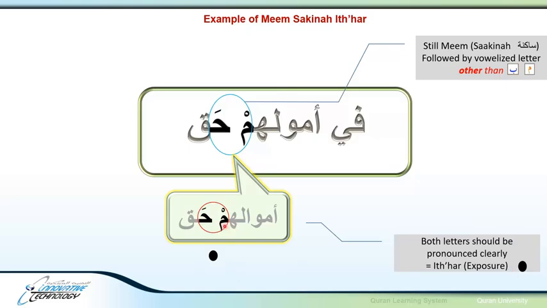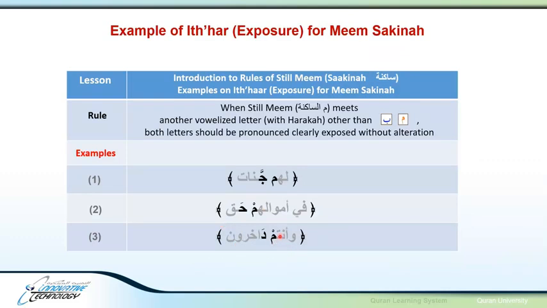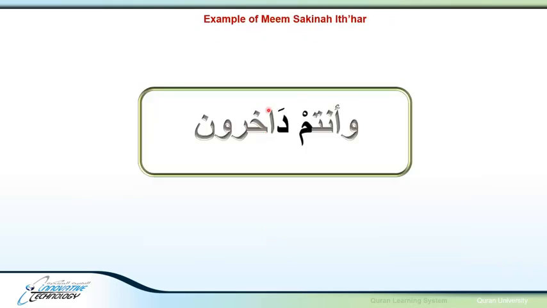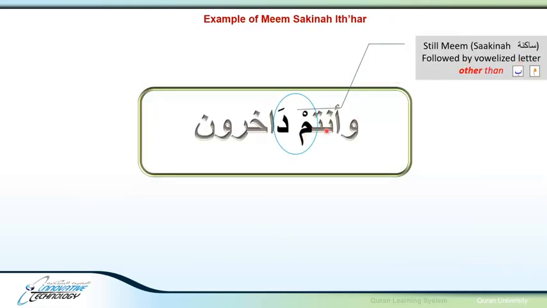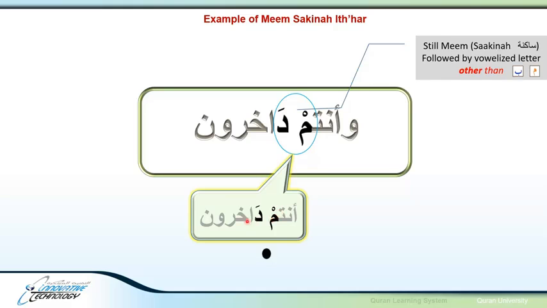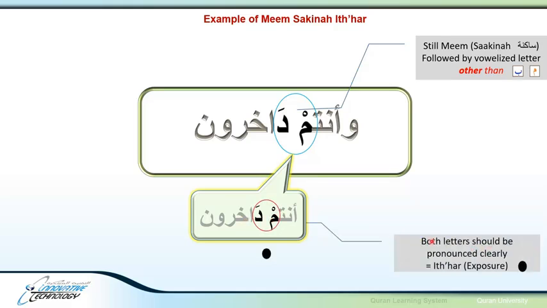Third example, وأنتم داخرون. We'll find that the Meem Sakinah of the first word is followed by a dal, a vowelized letter with fatha, and that letter is not a meem or ba, so it's a dal. In that case, the hukum is إظهار for both letters. أنتم داخرون. Both letters should be pronounced clearly, and that's basically إظهار or exposure, and it's given the color black.